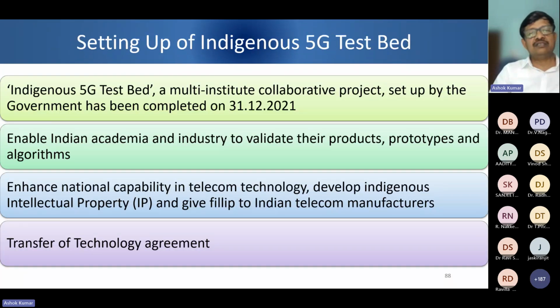So this was a multi-institute collaborative project, and it became ready in December 2021. DOT has funded it, and eight academic institutions were involved. Everyone contributed. This has enabled our academia and industry to validate their product prototypes, algorithms, and create our own IPs in different fields. It's also possible that the developed 5G testbed technology can be transferred. A few companies have taken it.